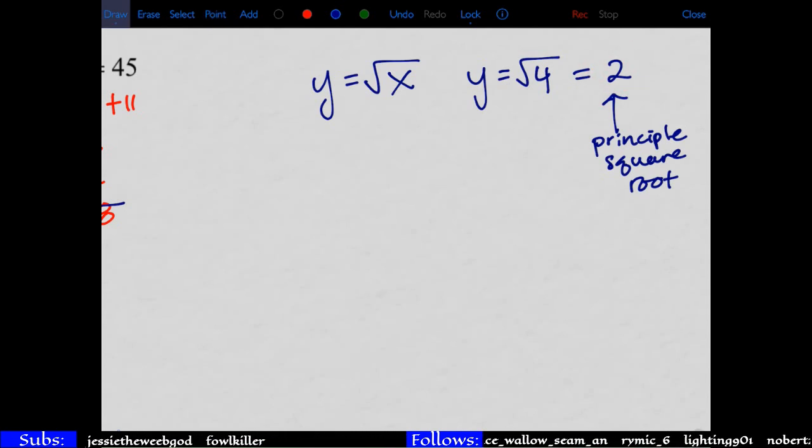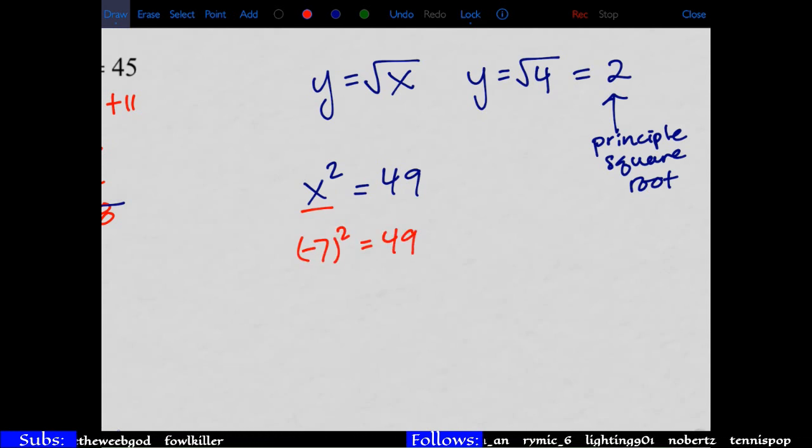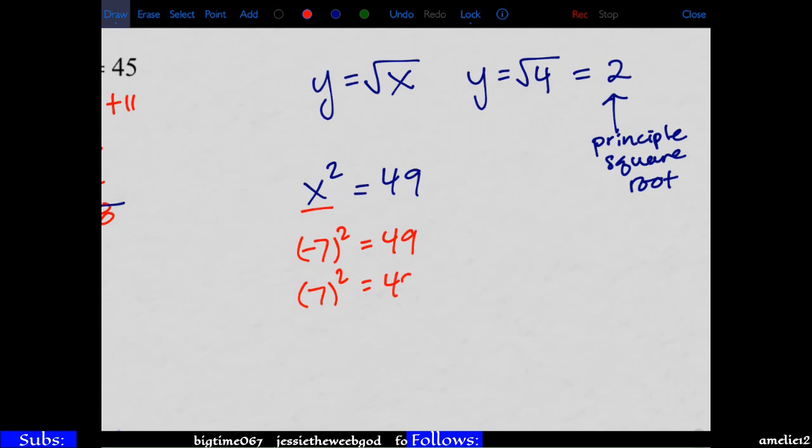It's different, however, when we are solving for something. If I tell you that x squared is equal to 49, there's two solutions here. There's two x values that can make this statement true. I could plug in -7 because -7 squared is 49, or I could plug in a 7 to get 49.